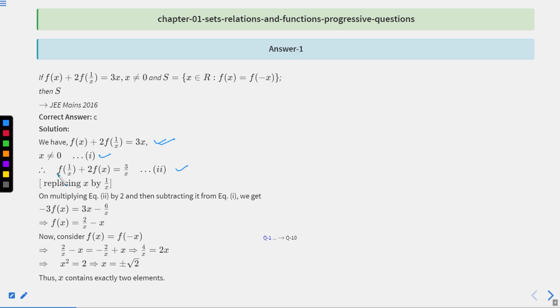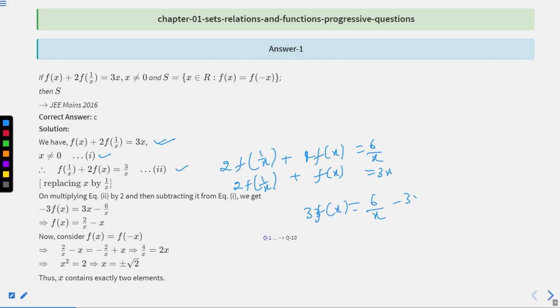So multiply equation 2 by 2 and subtract. When we multiply equation 2, we will get 2f(1/x) + 4f(x) is equal to 6/x. And we have another equation, equation 1, that was 2f(1/x) + f(x) is equal to 3x. Now subtract this equation to eliminate f(1/x). So we will get 3f(x) is equal to 6/x minus 3x. So f(x) we will get as 2/x minus x.